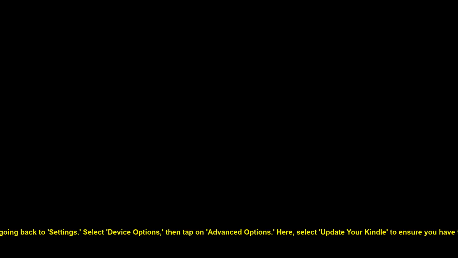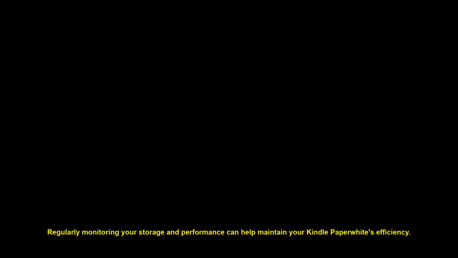Lastly, check for software updates by going back to Settings. Select Device Options, then tap on Advanced Options. Regularly monitoring your storage and performance can help maintain your Kindle Paperwhite's efficiency. With these steps, you'll be able to manage your device effectively.